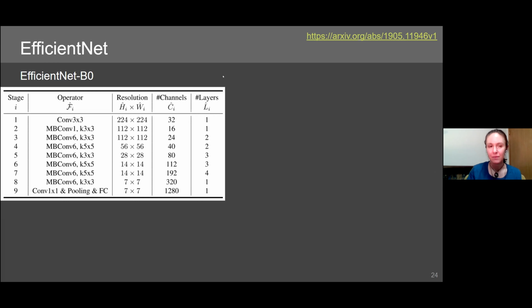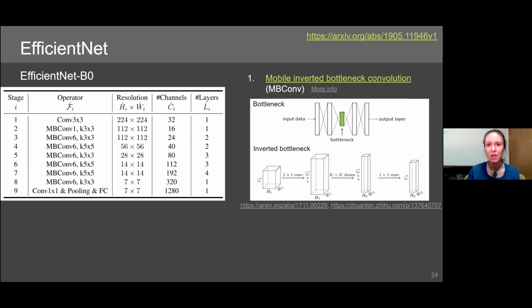So this is like their base network, which they called EfficientNet B0. They found 2 main things were important. One is the use of this MBConv block, which is a mobile inverted bottleneck convolution.